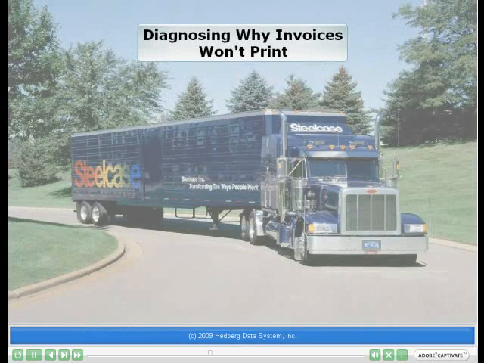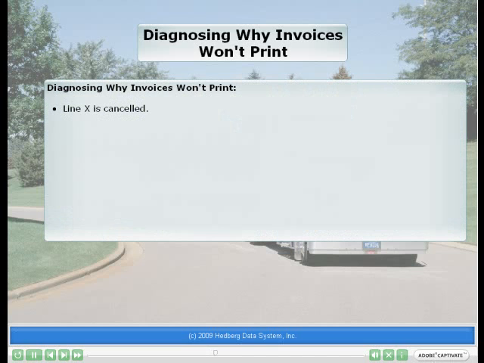These are the most common reasons why an order or line will not print on an invoice. The line has been canceled. Canceled lines cannot print on an invoice. The line has already been invoiced. Use order inquiry to see if the line has been invoiced.